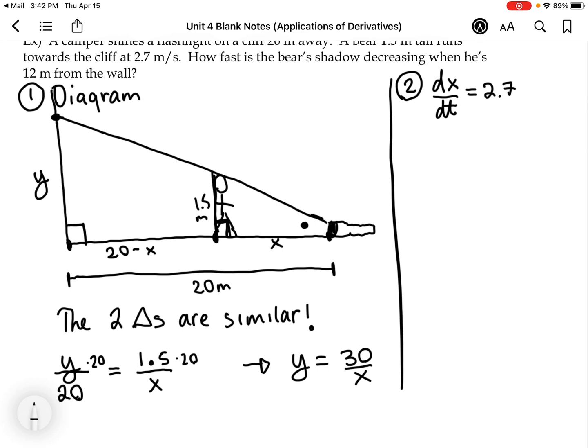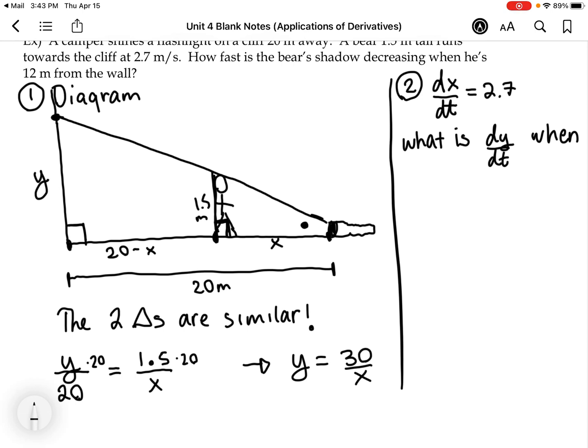What I want to know is how fast is the bear's shadow decreasing? The bear's shadow is Y. So what's the rate that that's changing? The rate that that's changing is dy by dt when he's 12 meters from the wall.